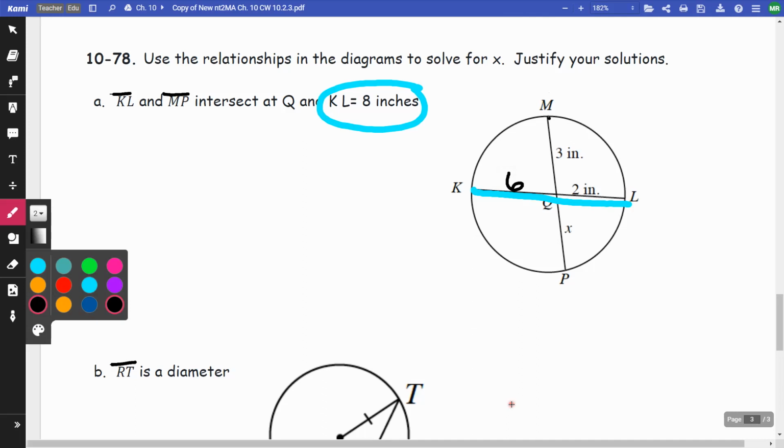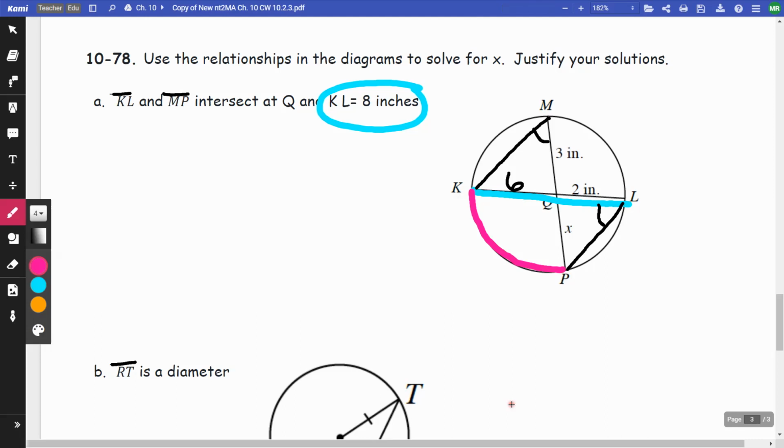Where I connect these, and what's going to be true is this angle here and this angle here are going to be the same because they form this arc. I also know that this angle here, I'm just going to do it in a different color, and this angle here are going to be the same because they form this arc.